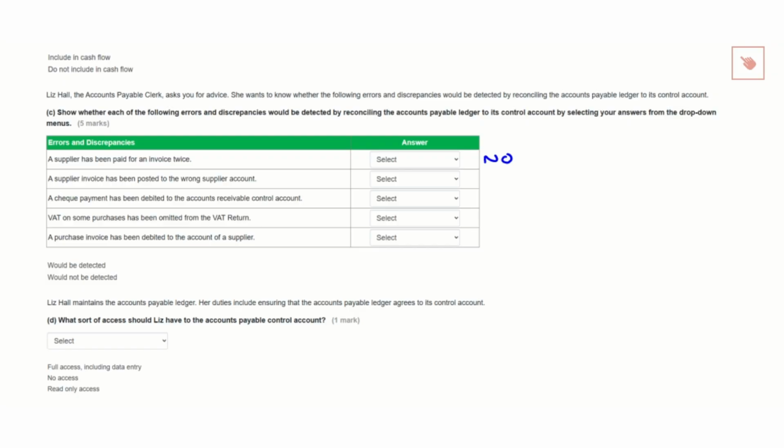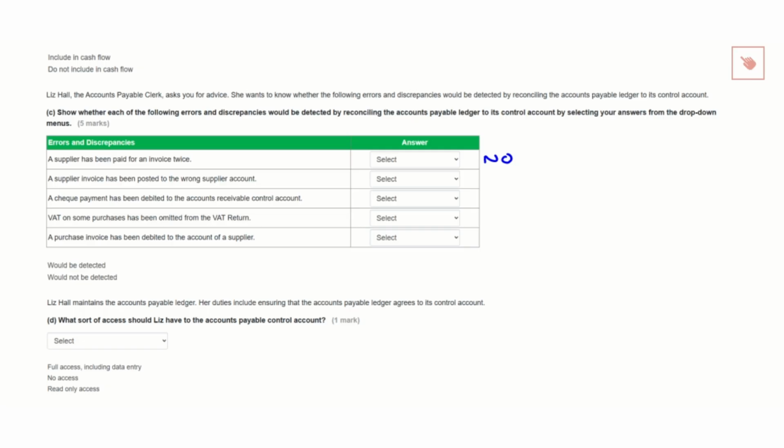The Accounts Payable Control Account reflects the total amount owed to suppliers. Both payments would likely be correctly recorded as debits in the control account and also as debits in the individual supplier accounts. While the supplier account would show a zero or even a credit balance indicating an overpayment, the total balance of the accounts payable ledger, which is the sum of all the individual supplier balances, might still match the control account balance. The reconciliation focuses on the total amounts, not the details within the individual accounts.